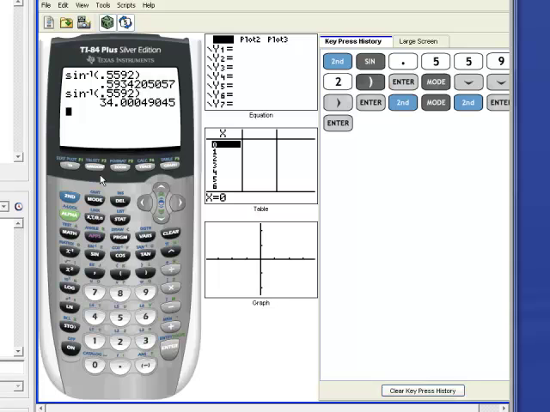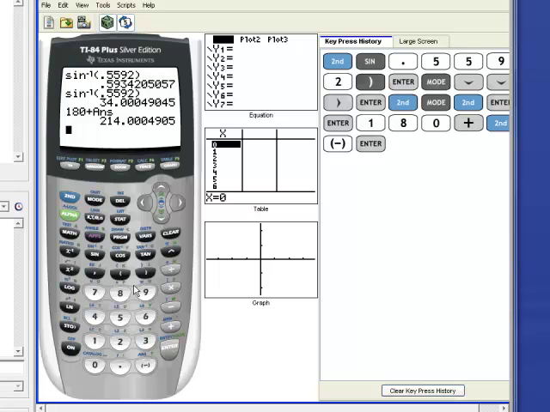34 degrees. We're in quadrant 3, so we come up with 180 plus that reference angle, 214.0 degrees. I need to write that on the side here on my lecture notes.